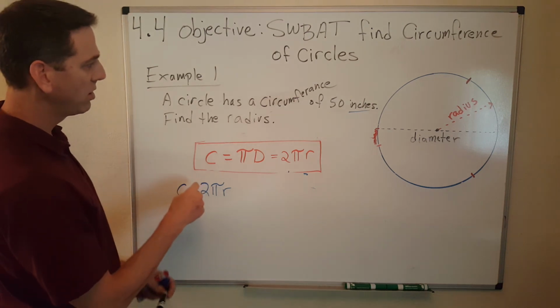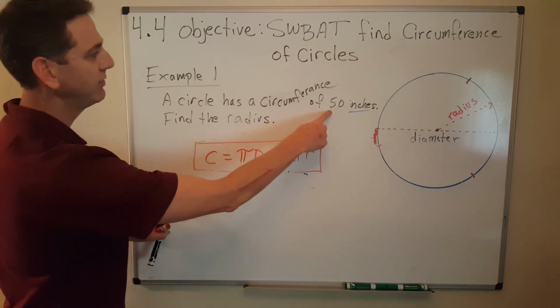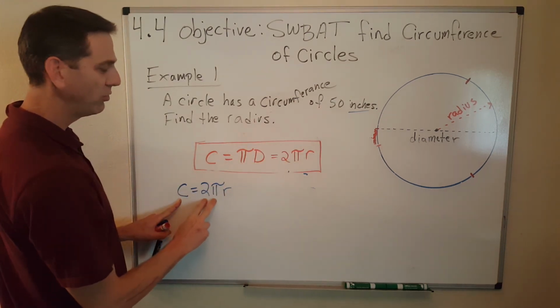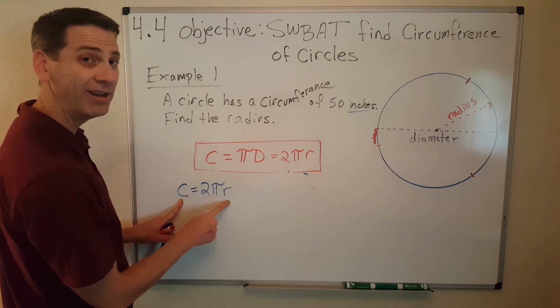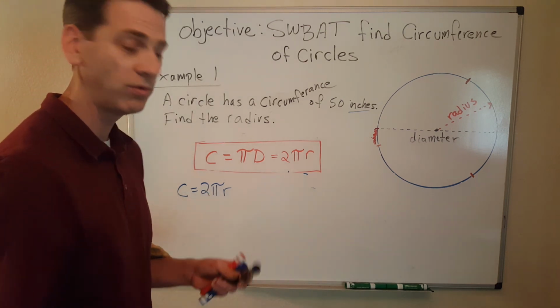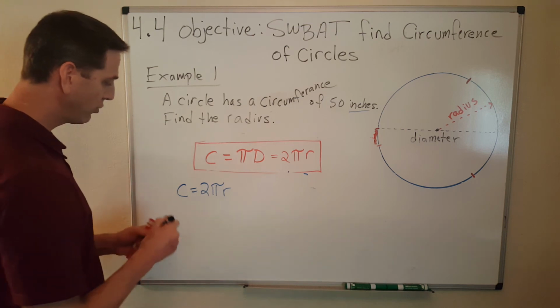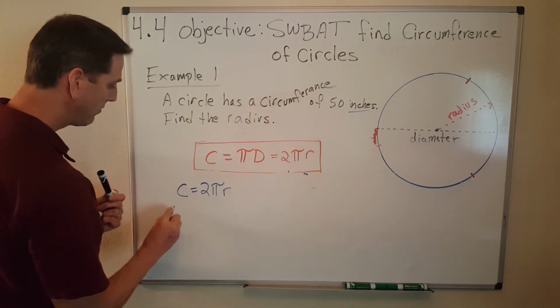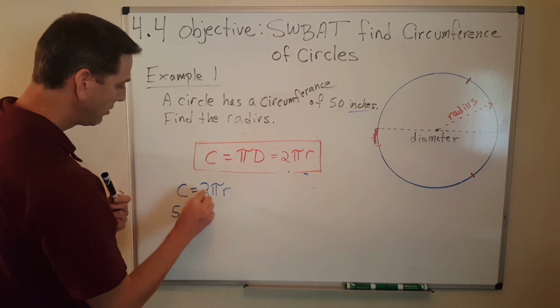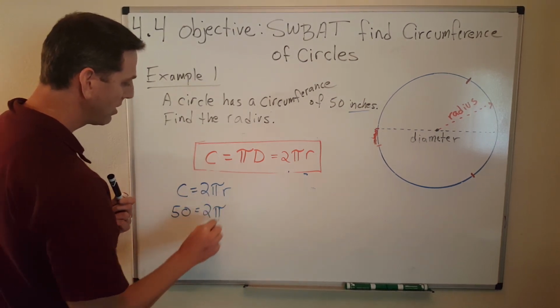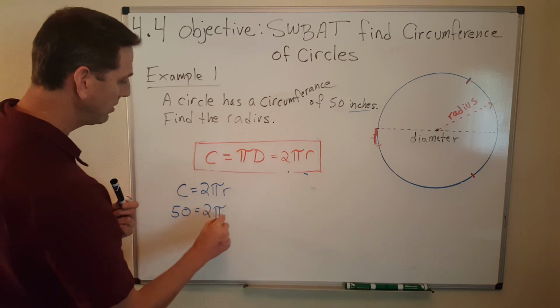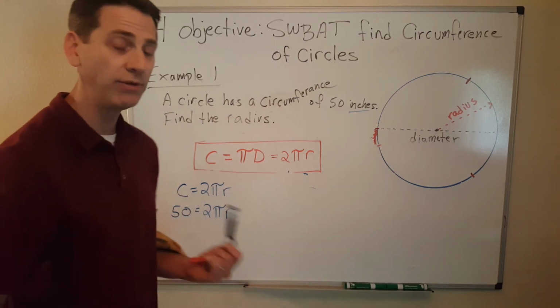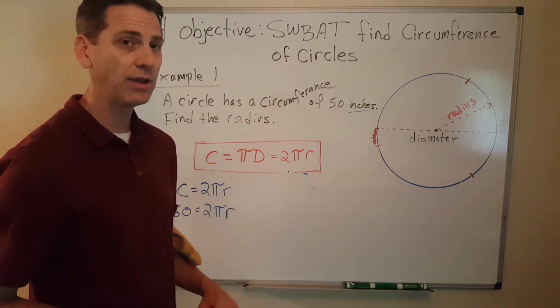So I know what C is. It's 50. Of course, 2 and pi are constants. Now I need r. So I only have one unknown. Okay, so I just go ahead and put these values in. So C is 50. 2 is 2, pi is pi. R is, well, we don't know what R is, so we'll leave it as an R.